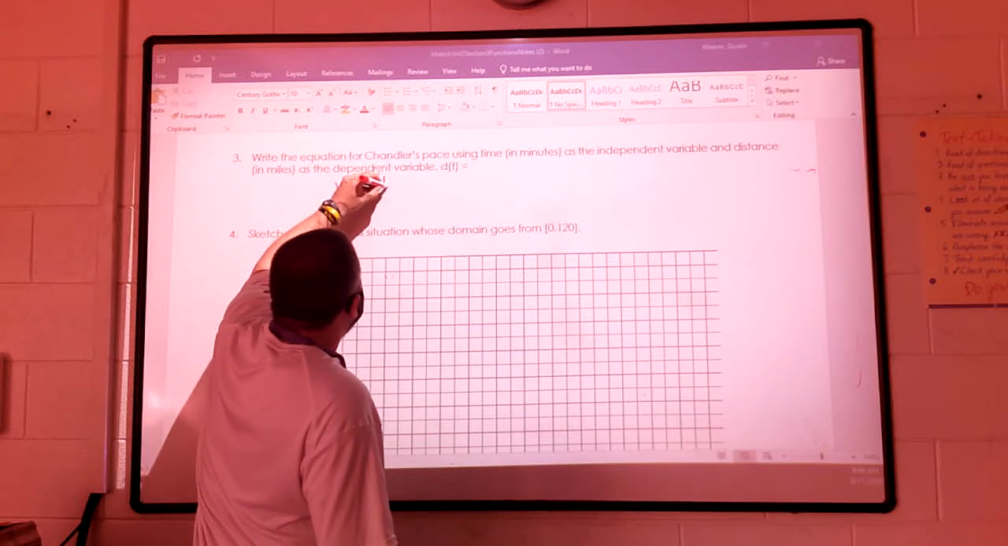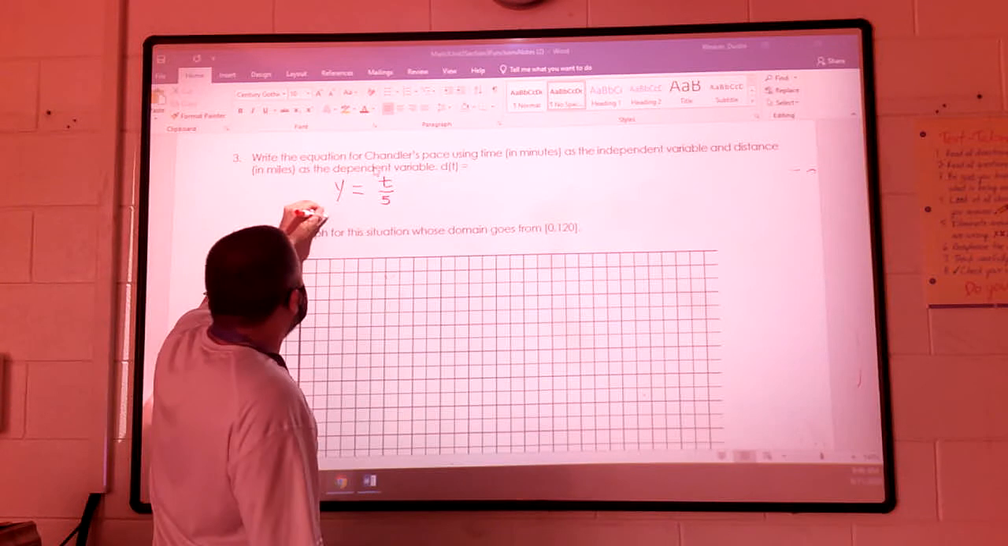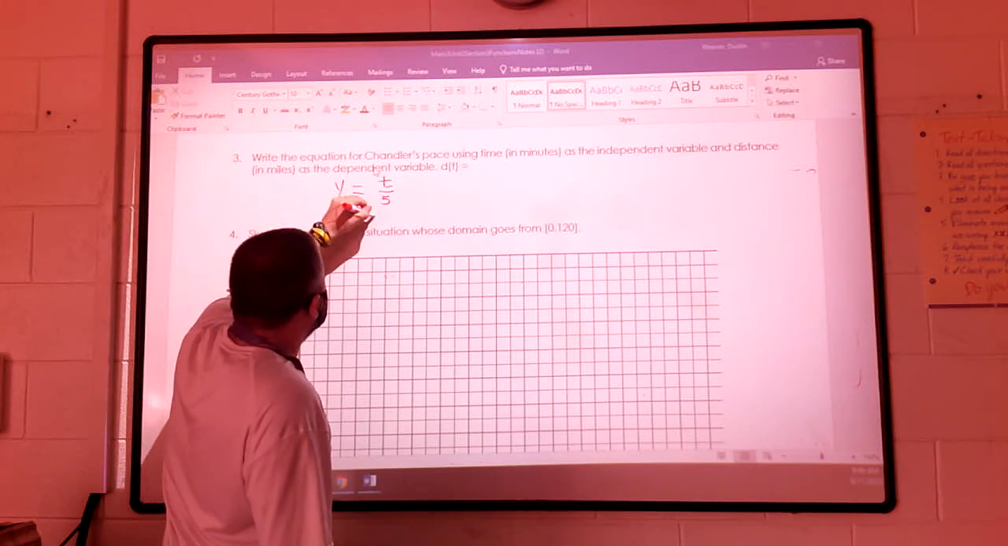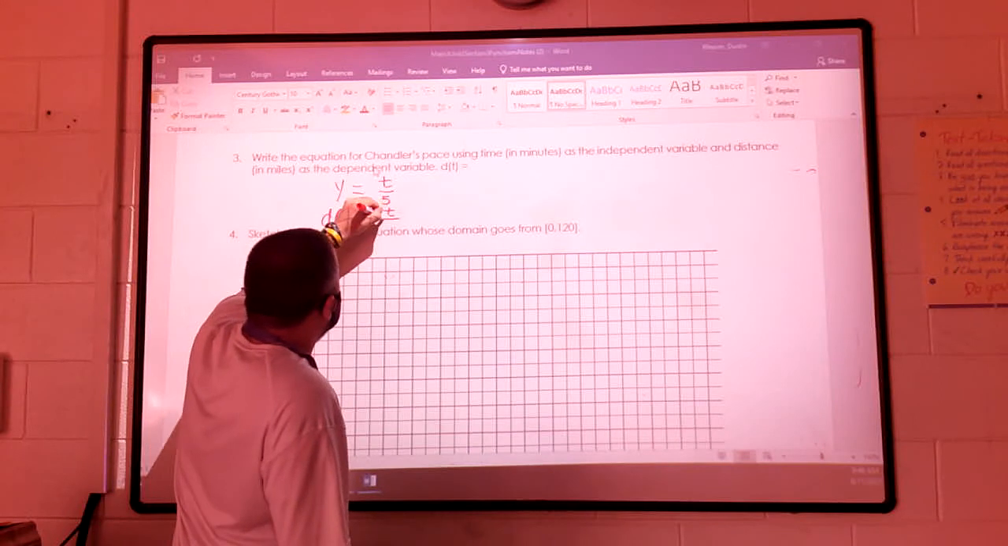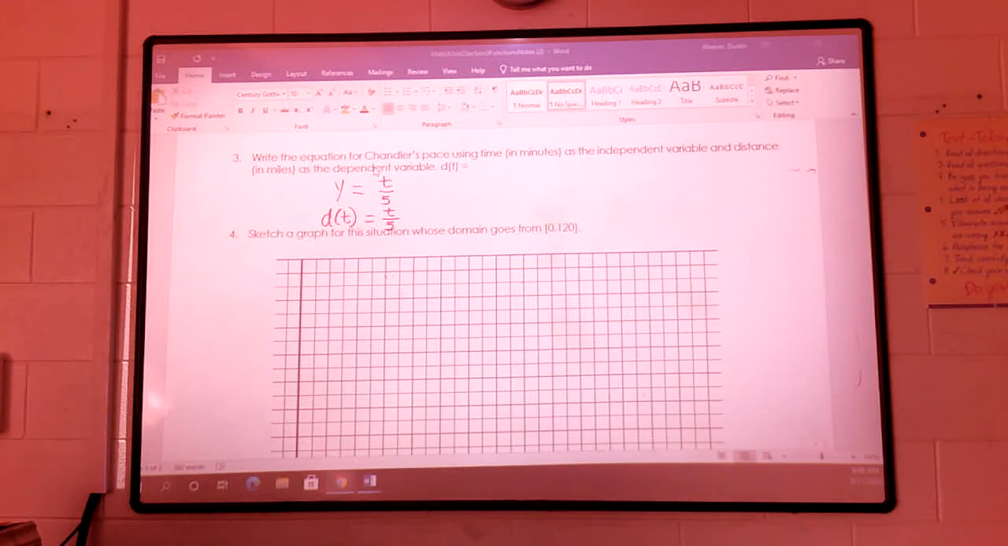t over 5. Now, what is y? Y is your distance. So sometimes you might see it written like this: the distance traveled equals time divided by 5. So they may write it like that. It's the same thing. It doesn't matter. So y is your distance, right? X is your time. So y equals the time divided by 5.